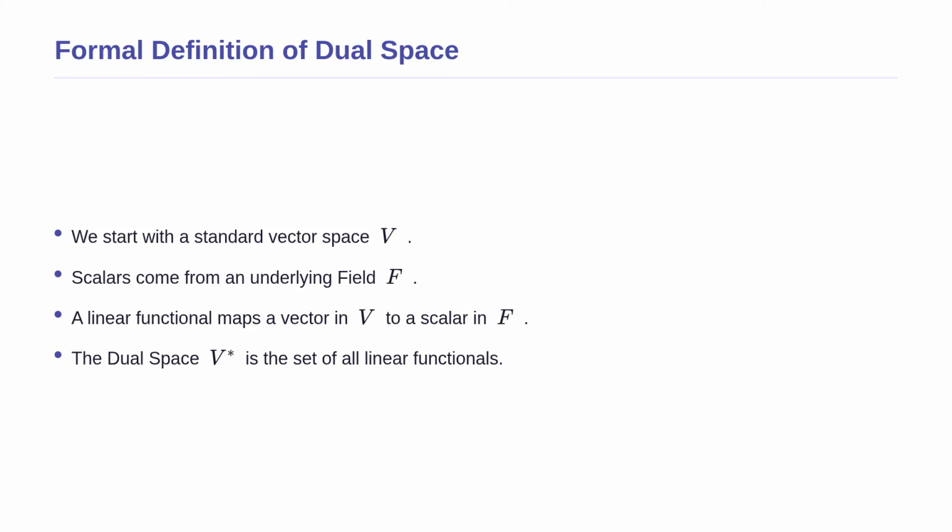Now that we understand the analogy, let us formalize this mathematically. We start with a standard vector space, which we call V. We also have a field, F, which provides the numbers we use for scaling, like real or complex numbers. A linear functional is a special function that takes a vector from V as its input and outputs a single scalar number from F. Crucially, this function must be linear, meaning it respects vector addition and scalar multiplication. The dual space, denoted as V star, is simply the set of all possible linear functionals that can be applied to V. It is a space of functions.